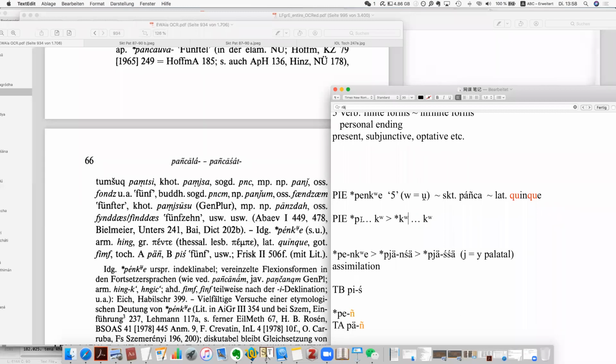So p plus qu will become double qu, two qu. So this is also a kind of assimilation. You see that for the sound changes, there are really different results in different languages. Like Sanskrit is pancha, Latin is quinque, because there's a special sound change, assimilation, and also in Tocharian it's a little bit different.